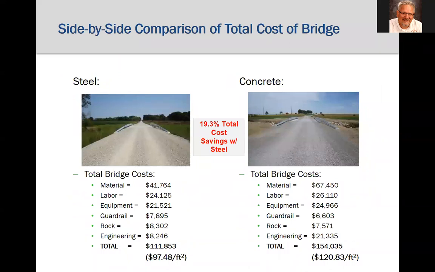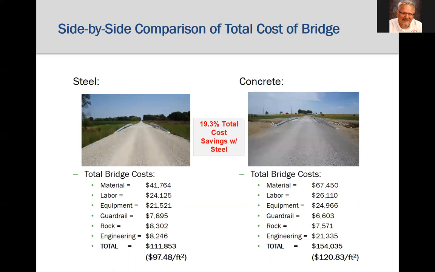This shows the total cost of the two bridges where the costs are broken into material, labor, equipment, guardrail, rock, and engineering. We can see that for the total cost of these two bridges, the steel bridge has a 19.3% savings over the concrete bridge. The total cost for the steel bridge is just under $112,000, and the total cost for the concrete bridge is just over $154,000.